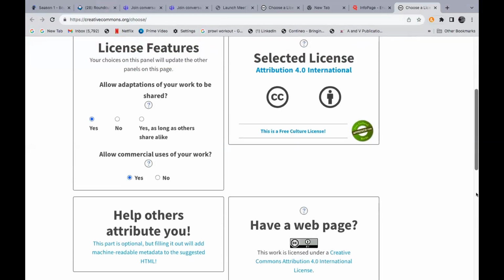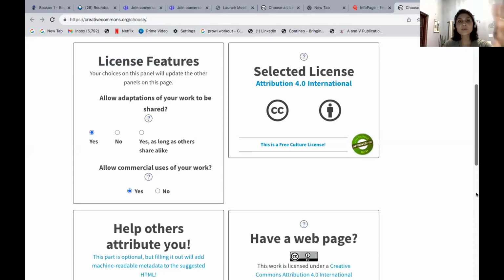Yes, it is. So here I wanted to show this page where, by using this page, we can create our own licenses. Now, what are the different types of licenses? I'll be talking very soon about that. But just to give an idea, as I said, you do not have to apply or follow any specific procedure. The web pages are already created and you can give your requirement as an author. For example, if you are the original author and you want to allow adaptations of your work to be shared, you can say yes, no, or yes, as long as others share alike, etc. You can just put your intention.